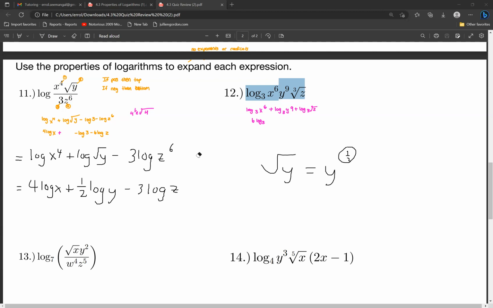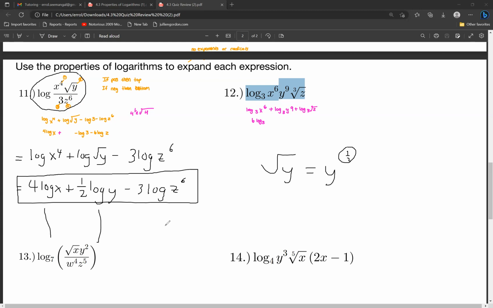Use the properties of logs to expand each. Yeah, this one should be good. The 6, that one should be good right there. There's your final. So you took 1 log and you broke it into 3.